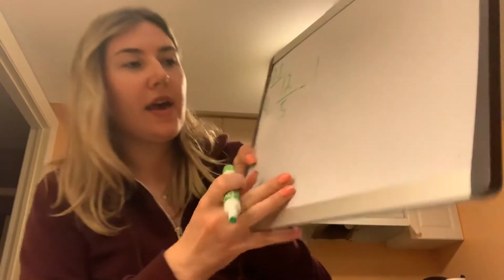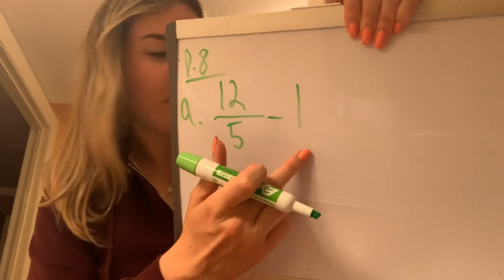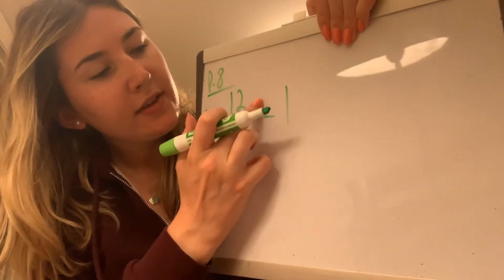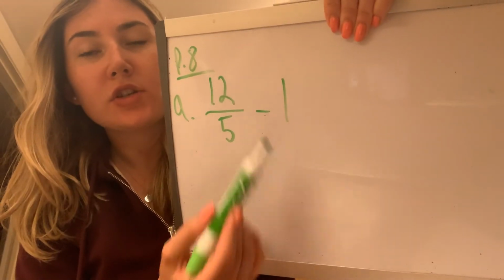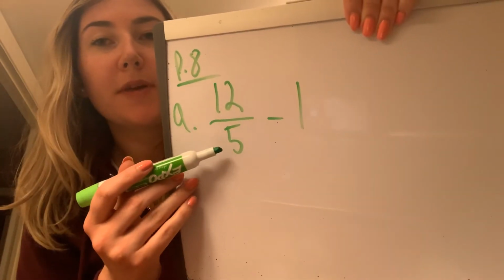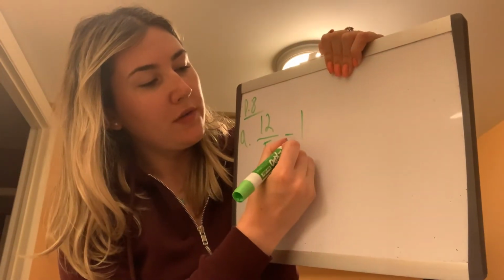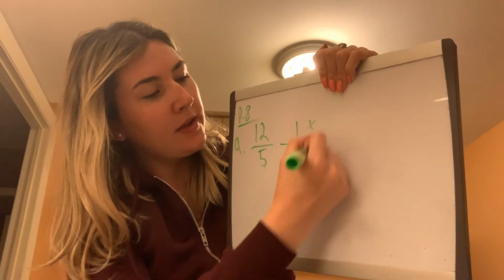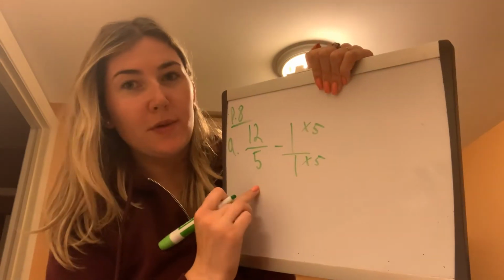All right, so A, we have 12 over 5 minus 1. Now our first step is to check what sign is being used in our question. So since it's subtraction, we know that both numbers need to be a fraction that has the same bottom number of 5. So let's change our whole number. We know every whole number has a bottom number of 1. So we'll multiply the top and the bottom by 5 to make sure we have matching bottom numbers.